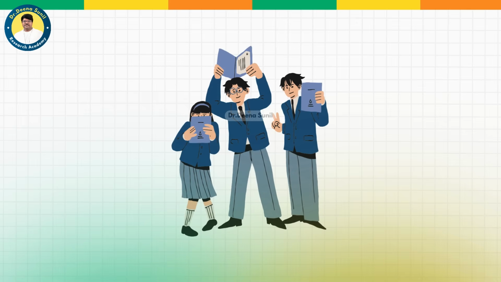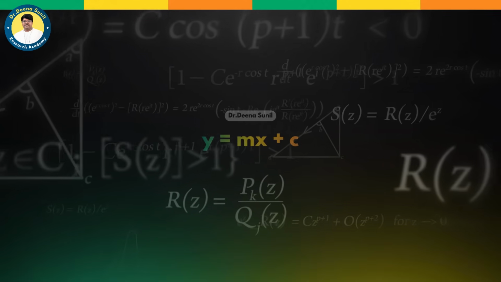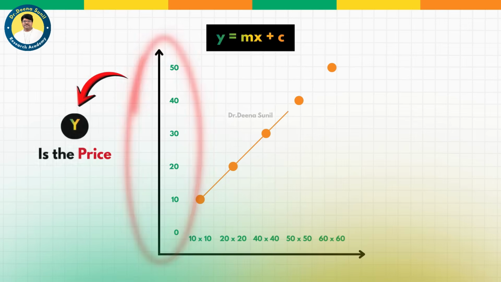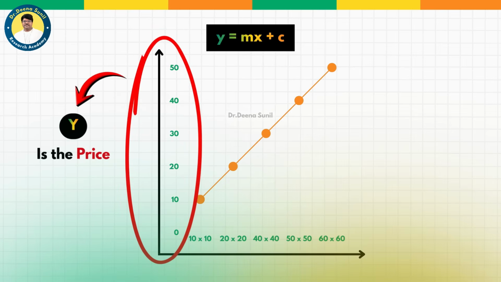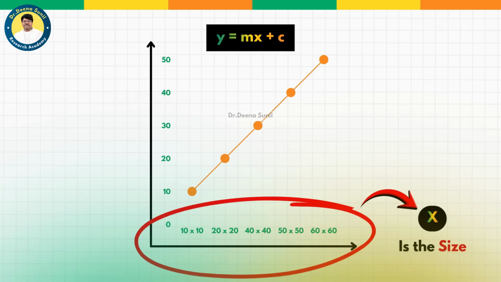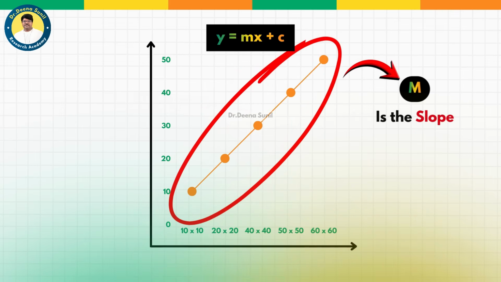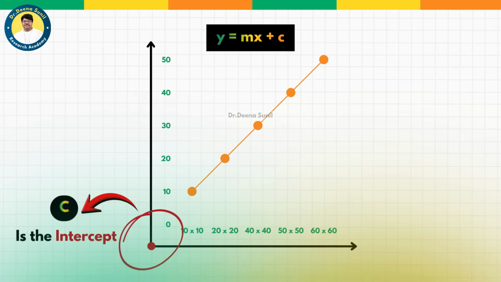The math, you might remember this from high school. Y equals mx plus c. Y is the price, what we want to predict. X is the size, the data we have. M is the slope. It tells us how steep the price rise is. If M is high, a small increase in size adds a lot of money to the price. C is the intercept. It's the starting point.